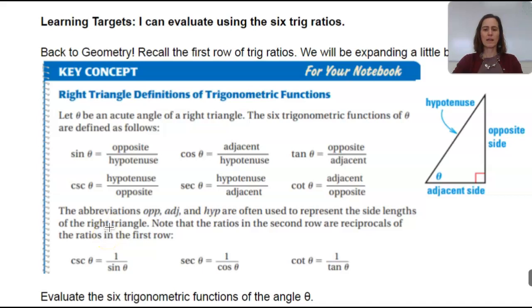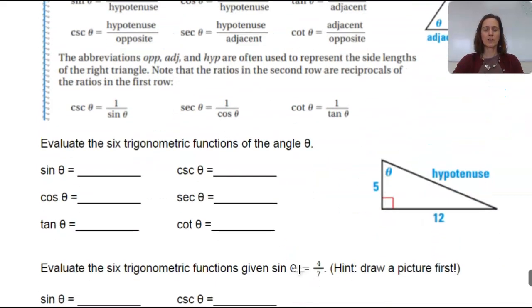Another way of writing that is cosecant is equal to 1 over the sine of theta. So by flipping the fraction, it's the same thing as saying 1 over that trig function. Hence why secant is 1 over cosine and cotangent is 1 over tangent of theta. So we're going to take a look and see how do I actually evaluate these.